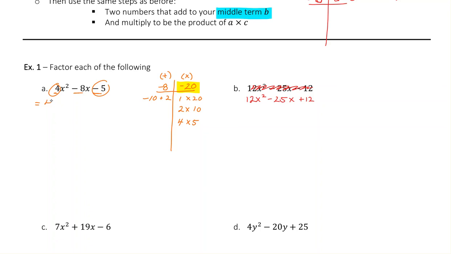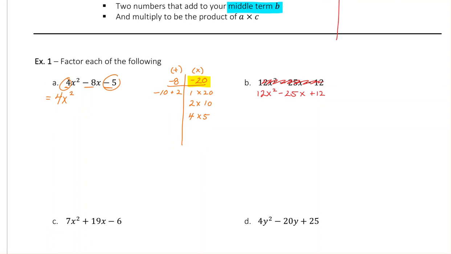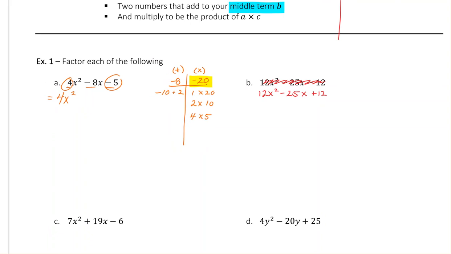So what do we do here? We rewrite our A term, and we split our middle term into those two magic numbers. So negative 10x plus 2x minus 5. Remembering our steps from last time, we need to pair these, our first two terms and our second two terms, in order to factor them.